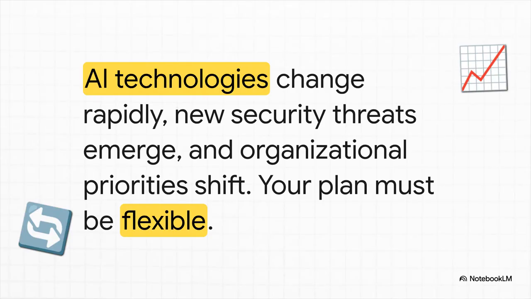And why is that? Well, because the ground is constantly shifting under our feet. The AI tools your team loves today could be old news in 6 months. A new type of security threat could pop up tomorrow. Your company's priorities might pivot next quarter. A rigid, static training plan is basically guaranteed to become irrelevant fast. Your plan has to be built for flexibility.